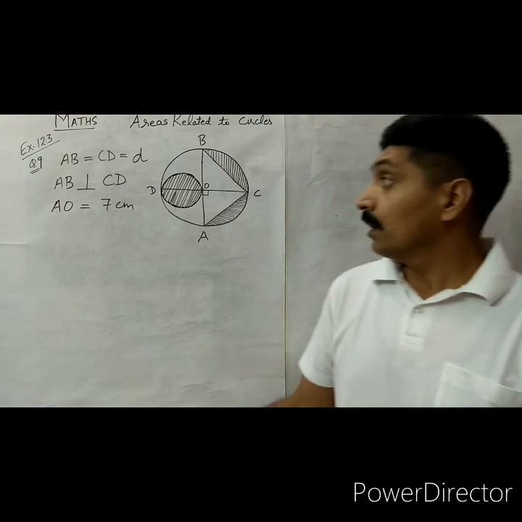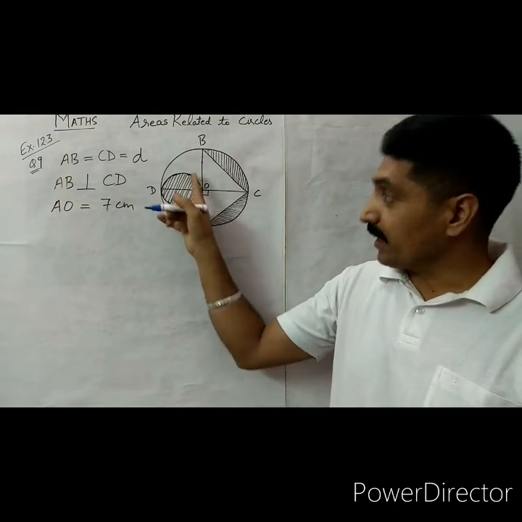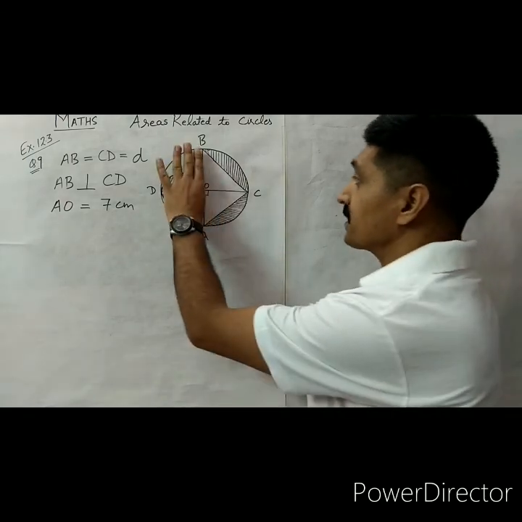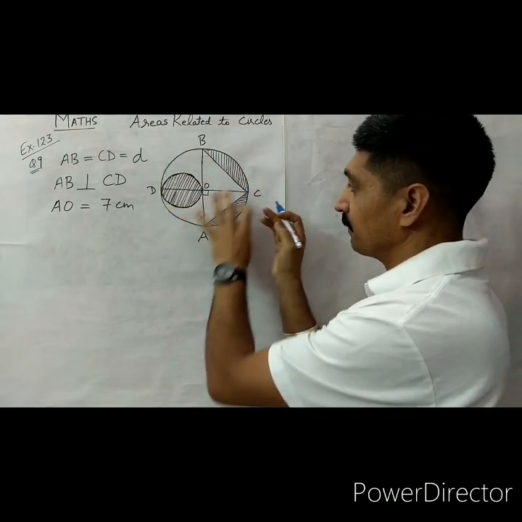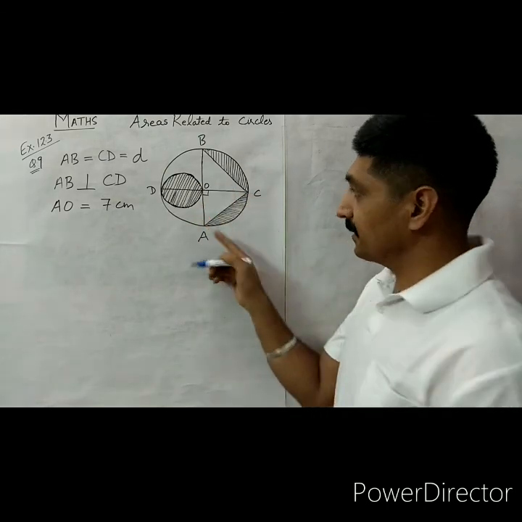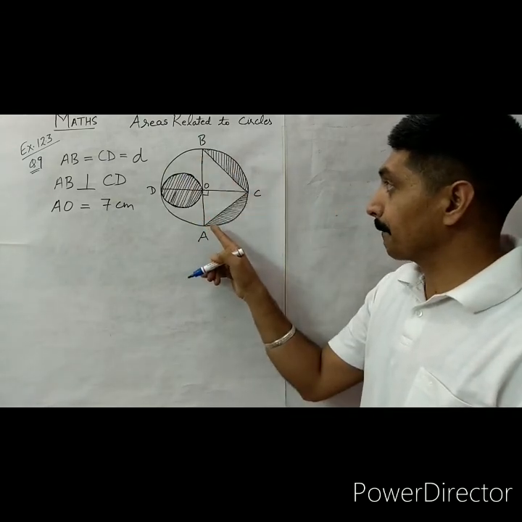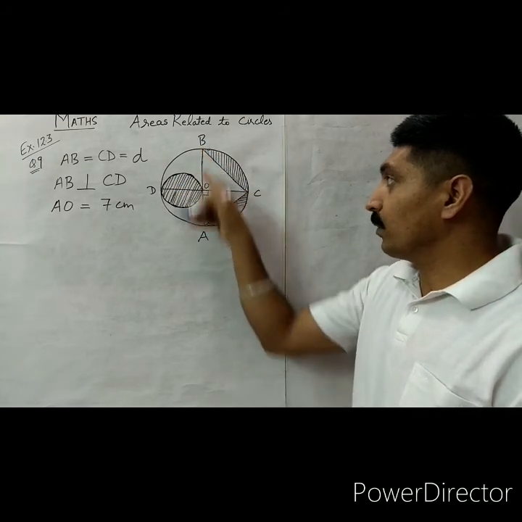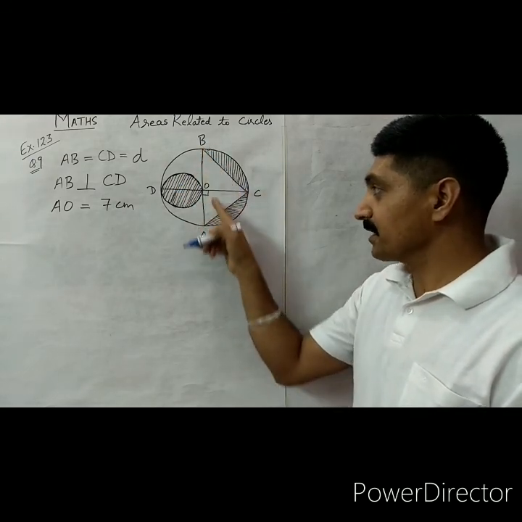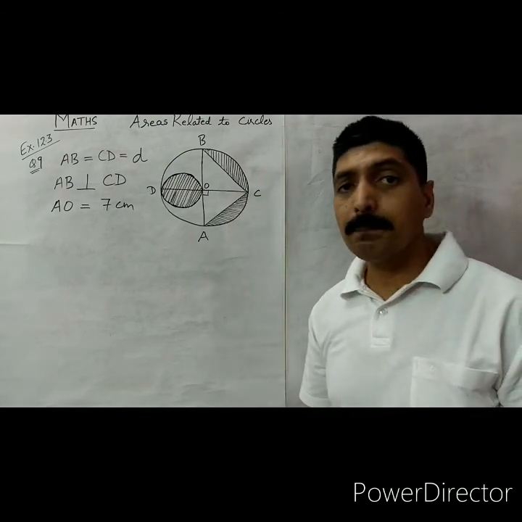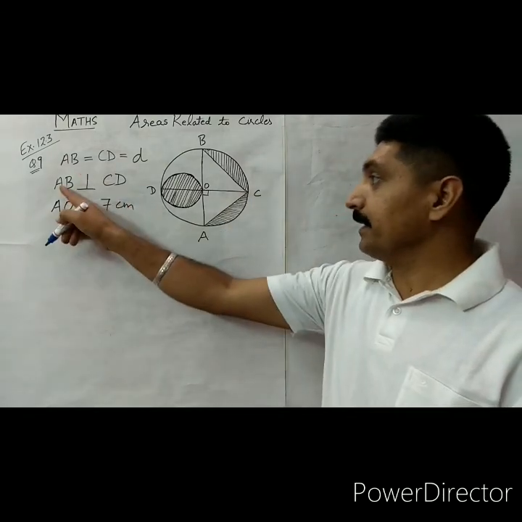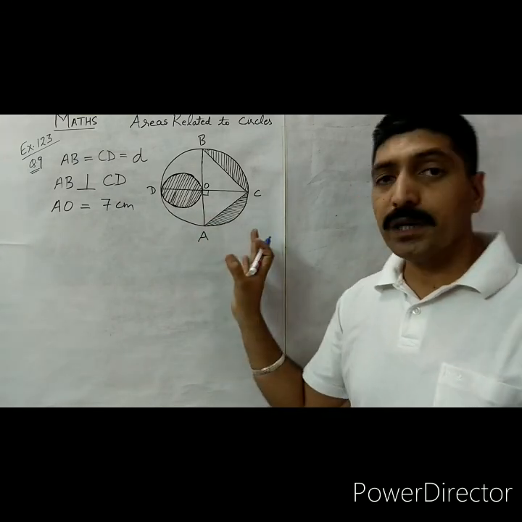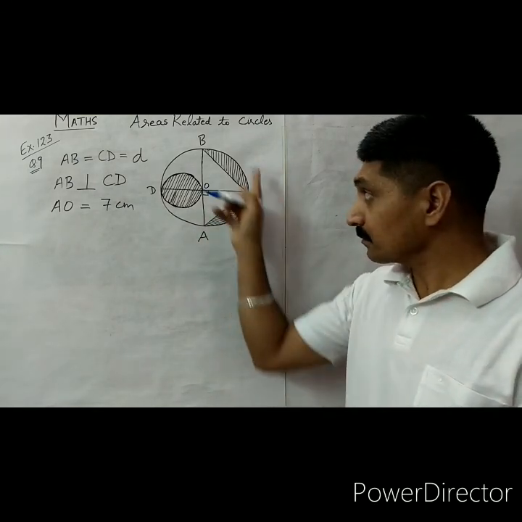So shaded area is equal to area of this circle plus area of this semicircle minus area of this right triangle. It is a right triangle ABC, but here we can find its area with AB as the base and OC as the perpendicular, because it is given AB is perpendicular to CD here. So I hope you are clear with the question.